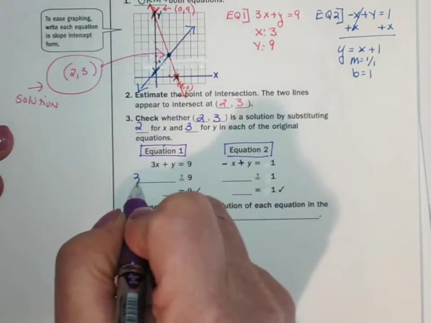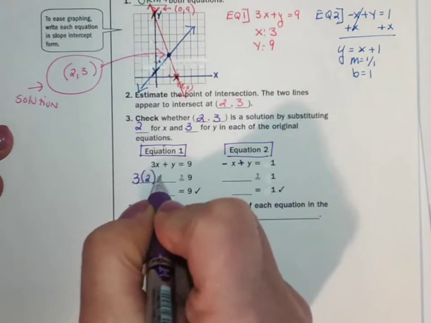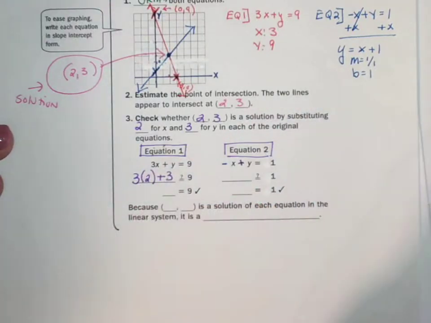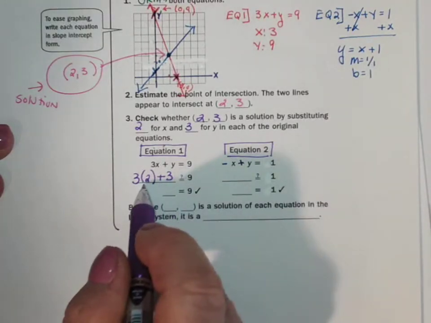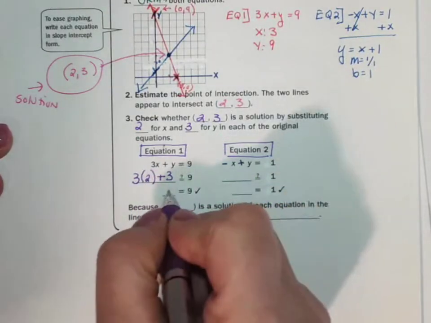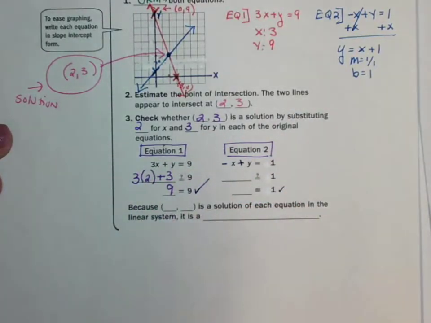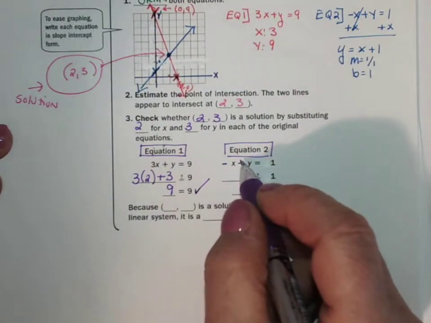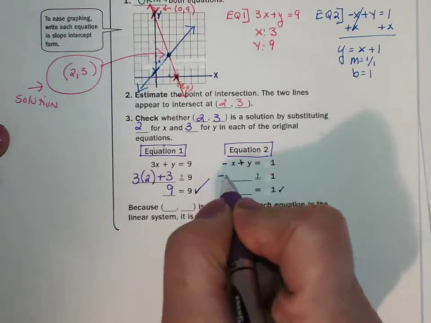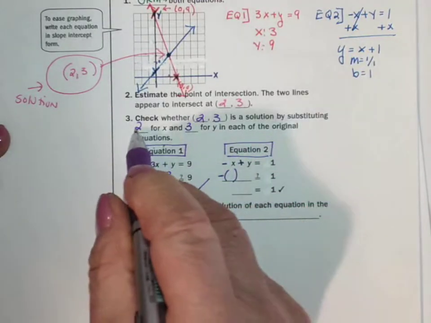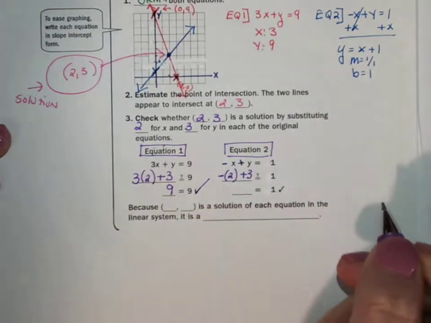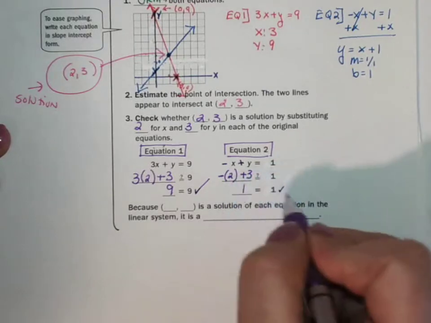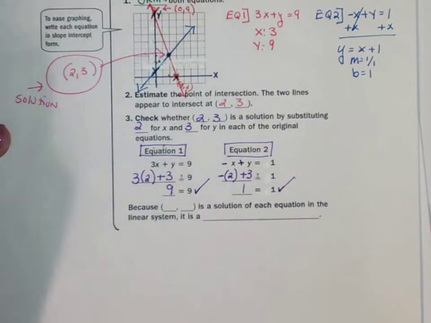So 3 times 2 plus 3. What's the left-hand side? 3 times 2 is 6, plus 3, 9 equals 9. Cha-ching, it checks. Now we're going to check equation 2. We have to take the opposite of x, which is 2, plus y, which is 3. We add them. 1 equals 1, it checks.